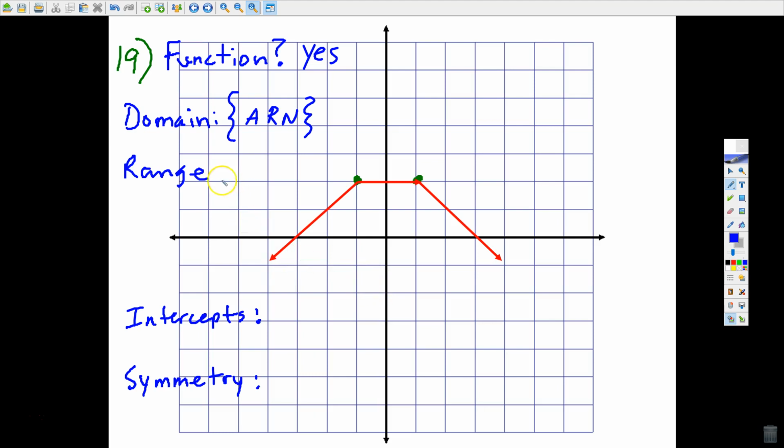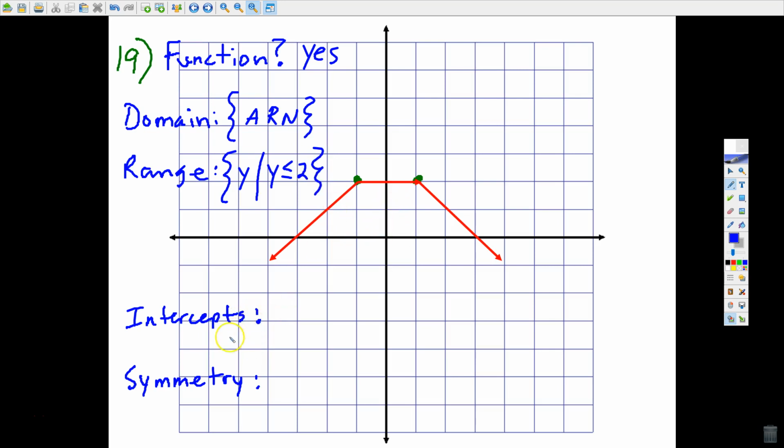Okay, for the range. Alright, now we're looking at numbers along the y-axis that would be involved. Well, it won't be all real numbers because this graph does not go forever and ever above y equals 2. It does, however, go from y equals 2 forever negative because of these endpoints. So the way we're going to state the range is y values such that y will be less than or equal to positive 2.